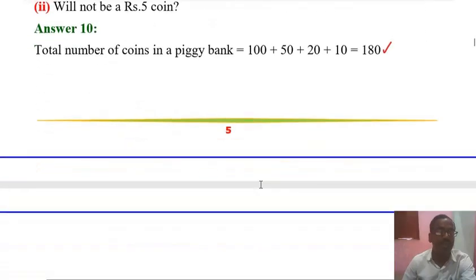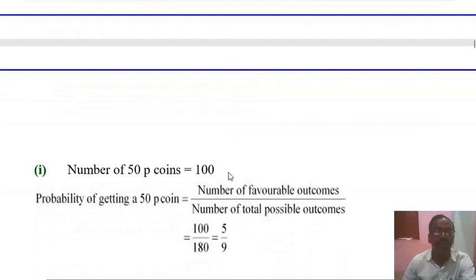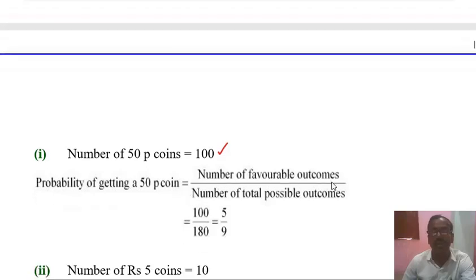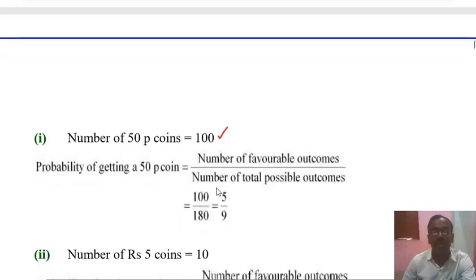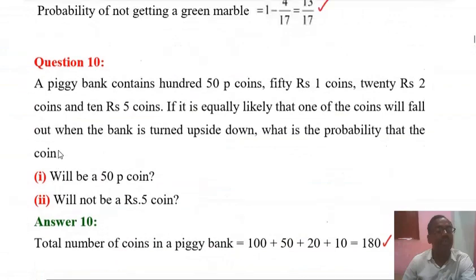See here, the number of 50 paise coins is 100 according to the question. So the probability of getting a 50 paise coin will be the number of favorable outcomes, equal to the number of 50 paise coins, divided by the number of total possible outcomes, which is 180. After cancelling out the common factor, we get 5 by 9. So the probability of getting a 50 paise coin will be 5 by 9. This is the answer to question number 1 of main question 10.